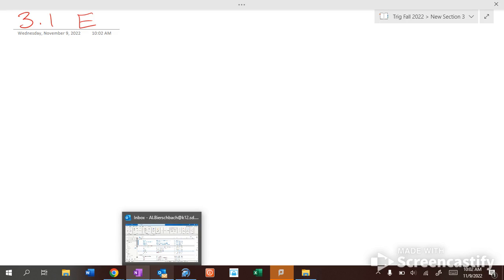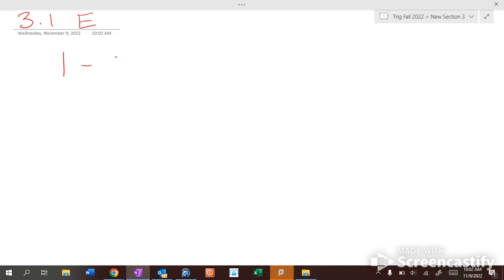All right, 3.1e. I'll just do a couple of these. So if we have 1 minus 1 over sine squared of x, what is that equal to? And we want to keep these in terms of sines and cosines again, if we can. So I want them in terms of sines and cosines. So how would I simplify this in terms of sines and cosines?